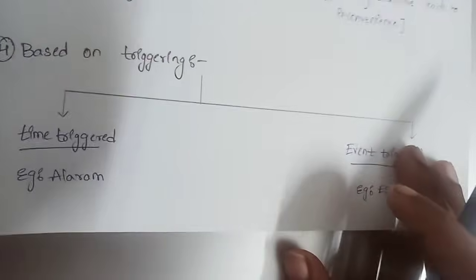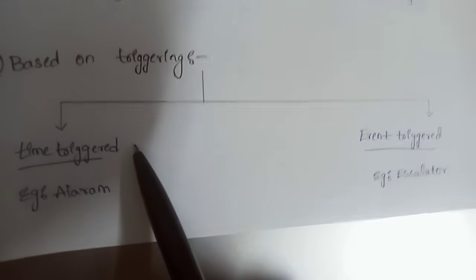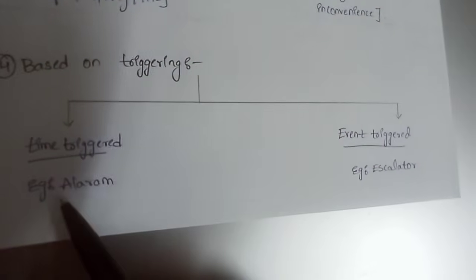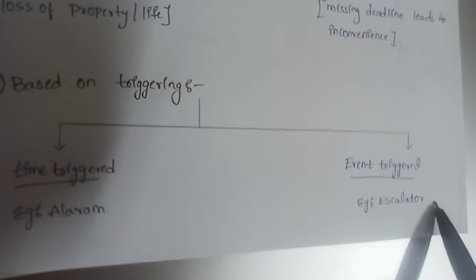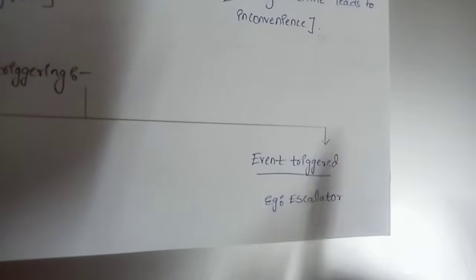And coming to fourth classification, that is based on triggering, it is classified as time triggered and event triggered. Examples are alarm and escalator. For time triggered it is alarm, and for event trigger it is escalator.